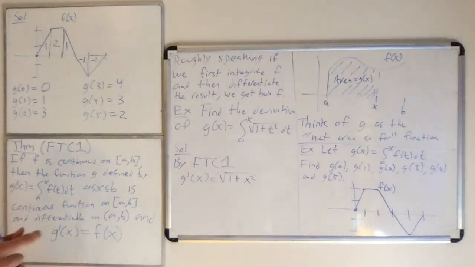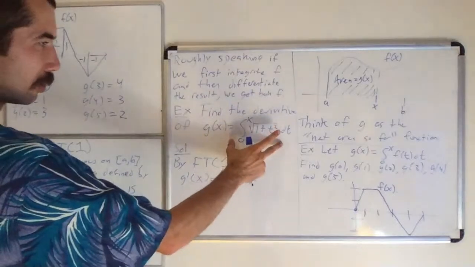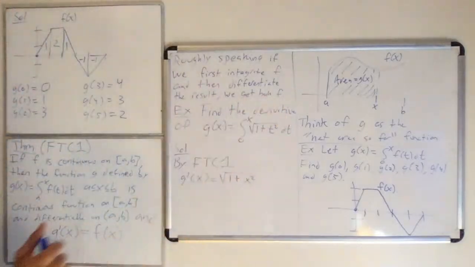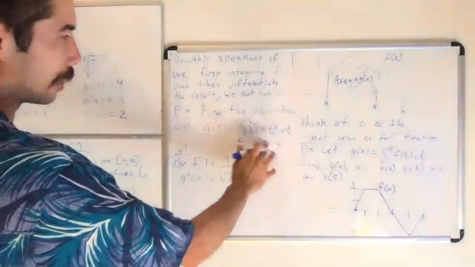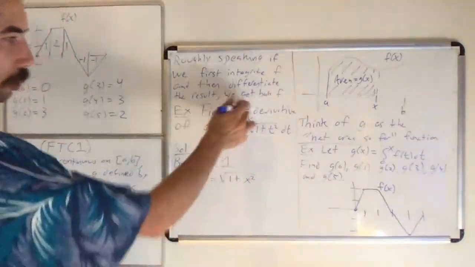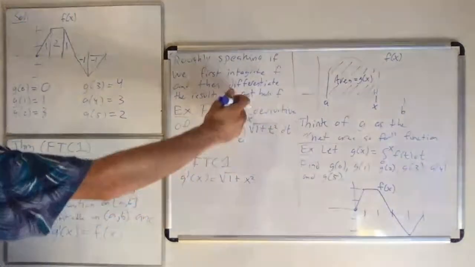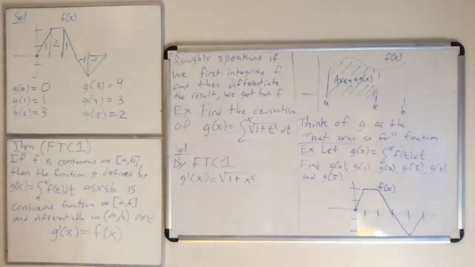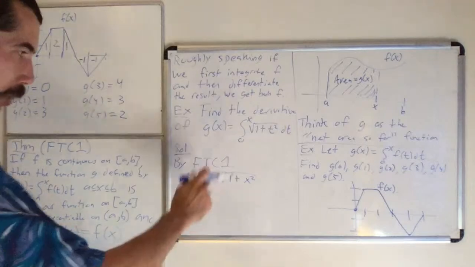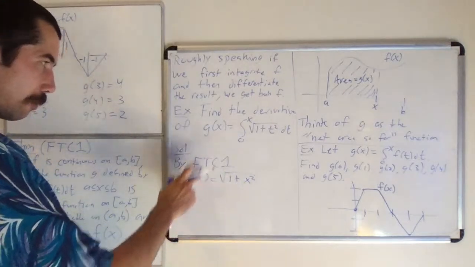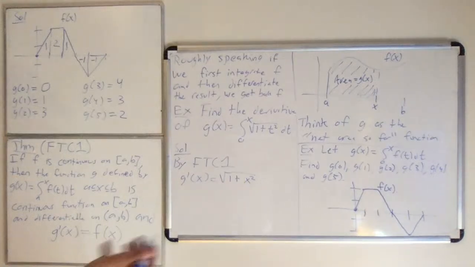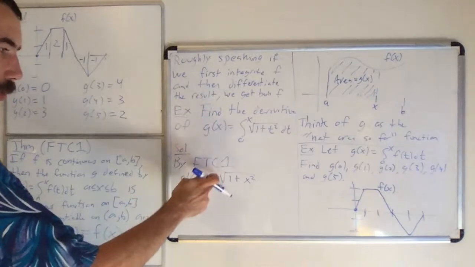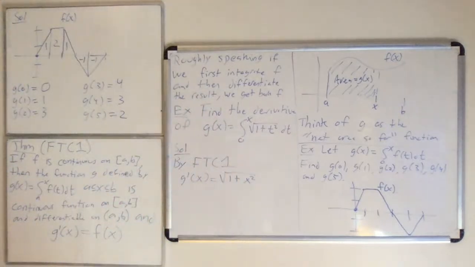So FTC1 says the derivative of an integral is just the inside function. And we've got to make sure we have the right variables. Here we use t as a dummy variable just so we don't have the same variable bouncing around all the time. But we just switch to the variable we're taking the derivative with respect to, and that's it. So the derivative of an integral is the function we started with.